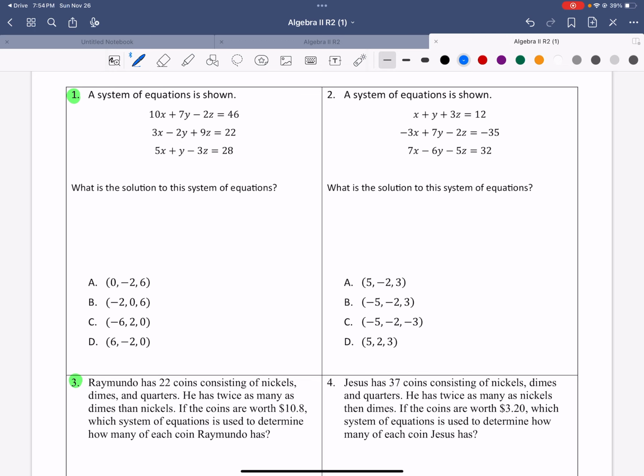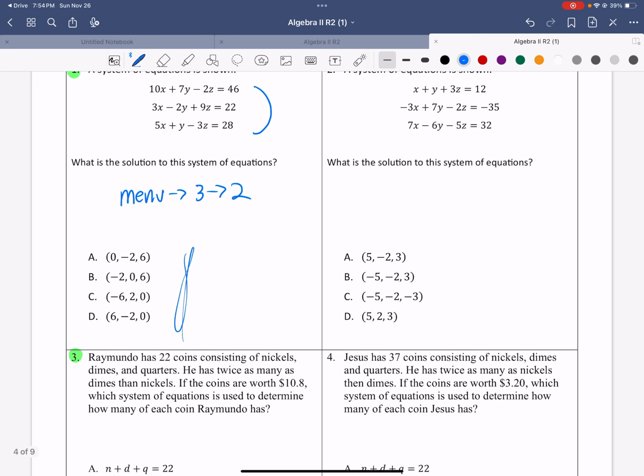First, open up your calculator, get a new document, and go to calculate, and you have to click menu 3, 2. As you can see, you see three equations, right? So you have to change that number 2 into 3, and then you plug this one in and click enter. You will get the answers here like that. Okay, that's all you need to do.